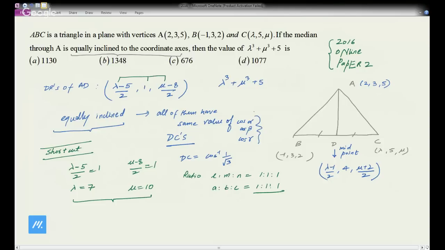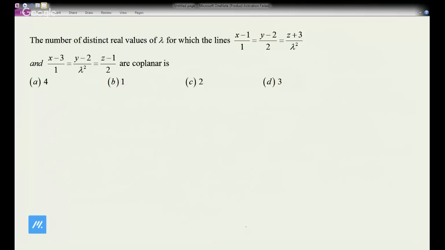Okay, so just put the values of lambda cube. So now you just want 7 cube plus 10 cube plus 5. Got it, guys? Any problems in this one? Okay, let's move forward then if you do not have any problems here. Let's take the next problem.